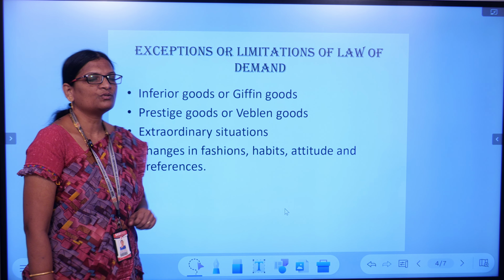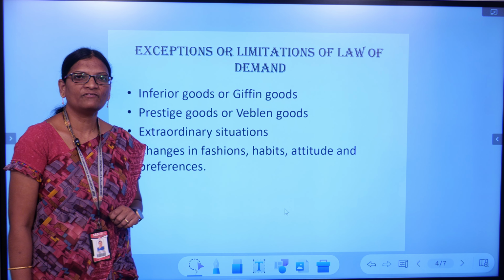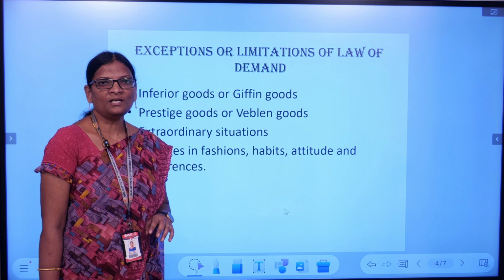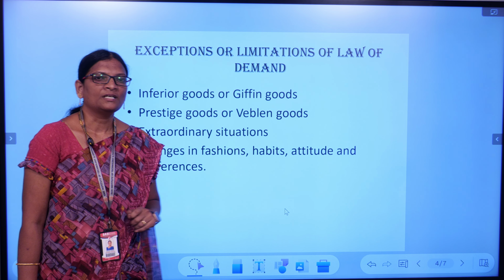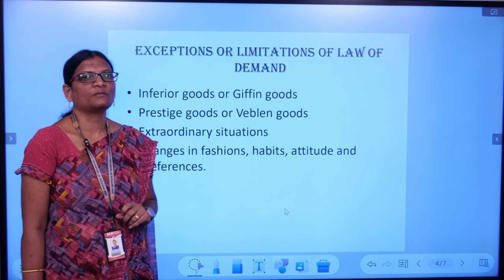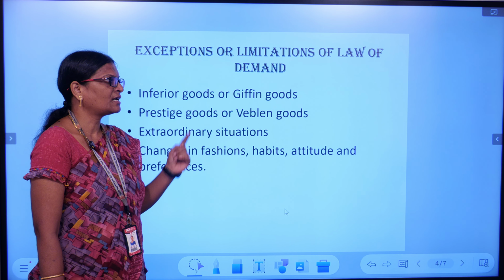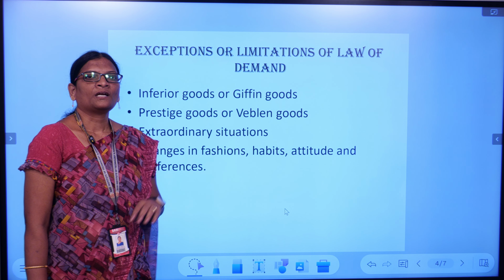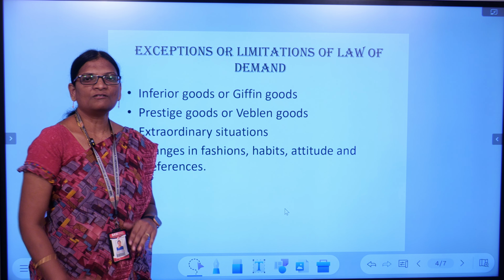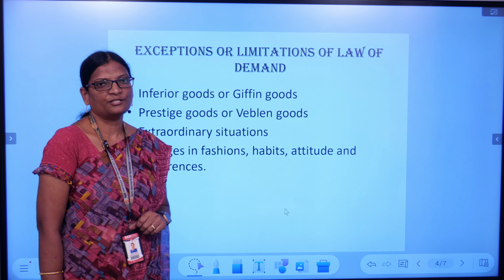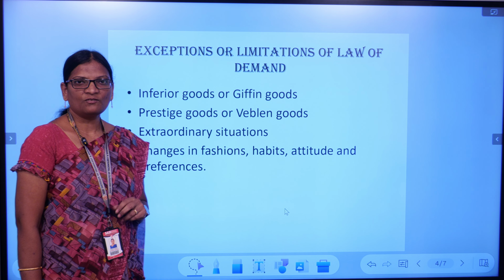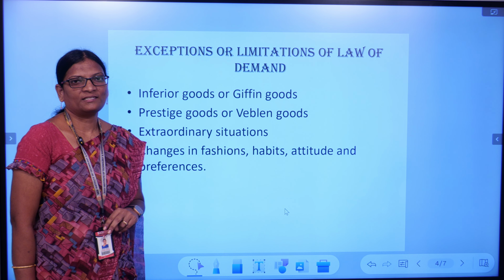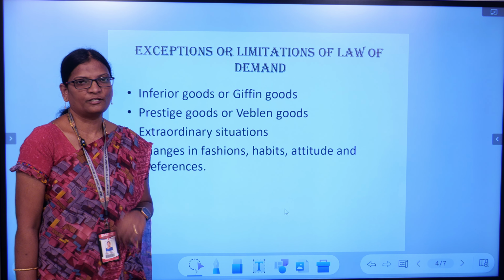So in the case of inferior goods, as I said earlier, there are inferior goods and superior goods. In the case of inferior goods, the law of demand may not be applicable. It is also called Giffen goods. Giffen means Robert Giffen, a British economist. He observed this situation, that's why it is also called Giffen goods, or the Giffen paradox. In the case of inferior goods, if price of the product decreases, demand also decreases. So it shows a positive relationship. But according to the law of demand, there should be a negative relationship. When price increases, demand should decrease. But in the case of inferior goods, both are decreasing. If price reduces, demand also reduces.